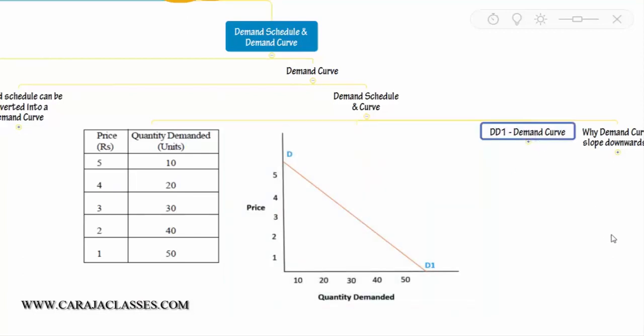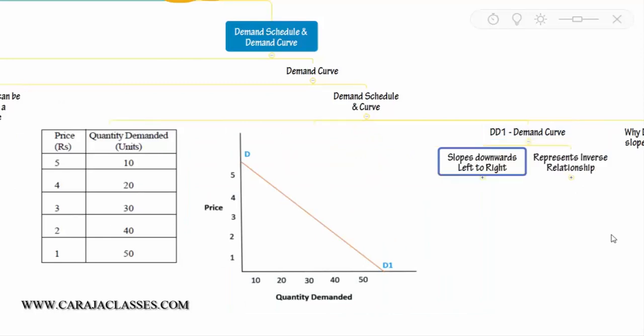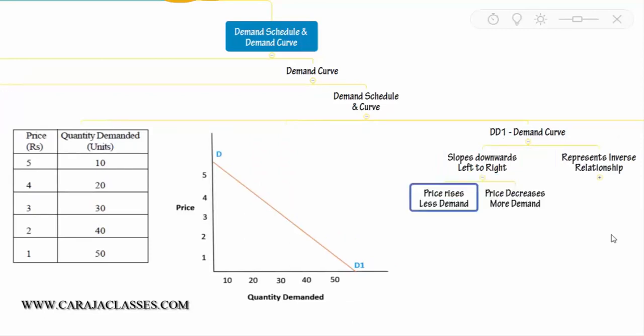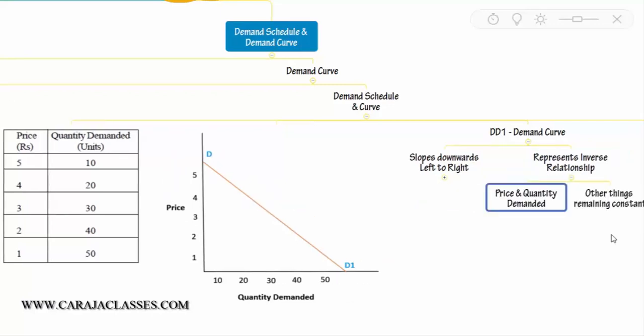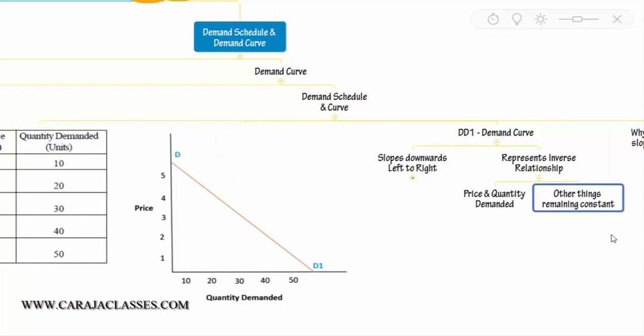So we can say DD1 is the demand curve, and this demand curve is actually sloping downwards from left to right. And what we can infer is when the price rises, there will be lesser demand, and when price decreases, there will be more demand. Okay, and this represents inverse relationship between price and quantity demanded, because you can see when the price increases, the quantity demanded is decreasing, and when the price decreases, quantity demanded is increasing, other things remaining constant.